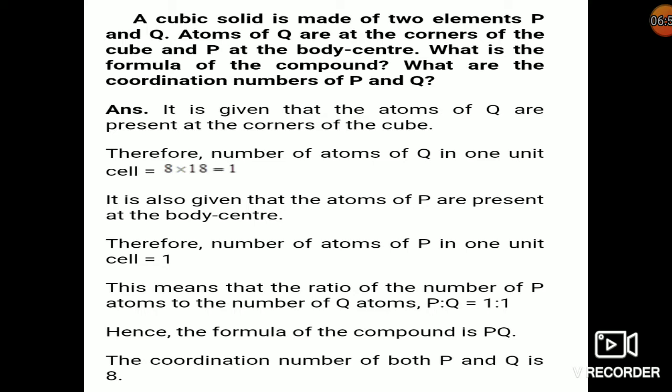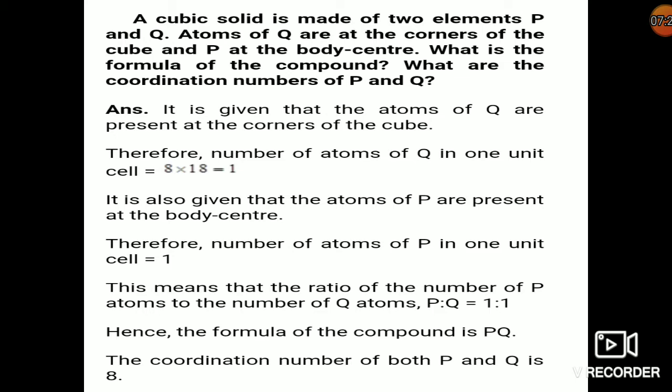So check here. It is given that the atoms of Q are present at the corners of the cube. Now, how many corners does a cube have? We know that a cube has 8 corners, right? Therefore the number of Q in one unit cell is 8, and a corner atom always contributes 1 by 8. So it will be 8 into 1 by 8, equal to 1, right?